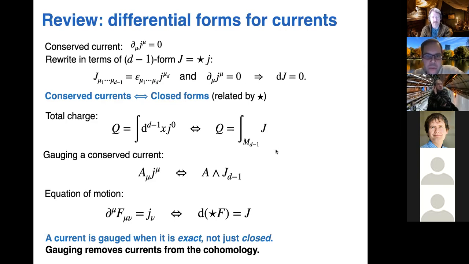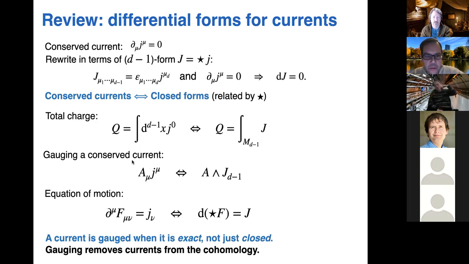And one reason that this is useful is a differential form, by definition, is something you can integrate. And that's the thing that we do with currents. We integrate them over some slice of space-time to get charges. And so in this language, you see that you don't necessarily have to just take a slice at fixed time. You can integrate over any D minus one dimensional submanifold of a Euclidean space-time and define some charge.